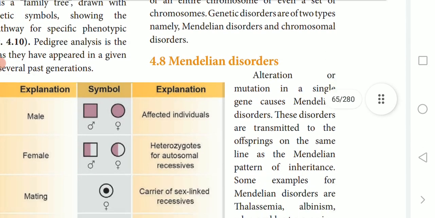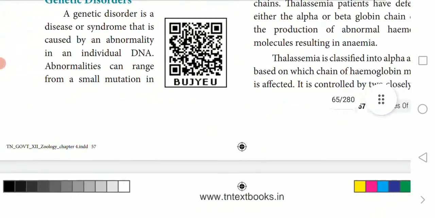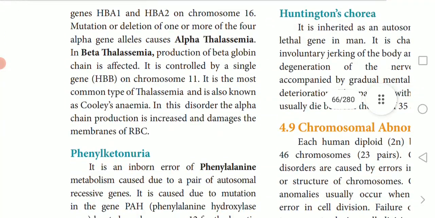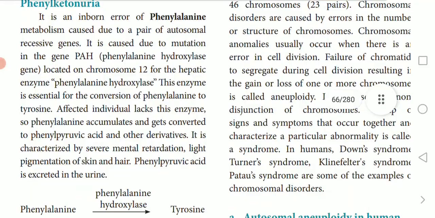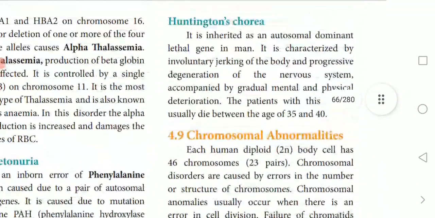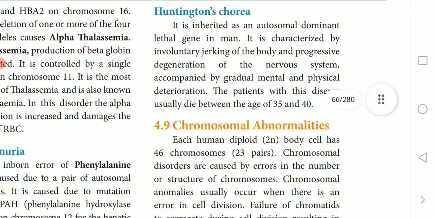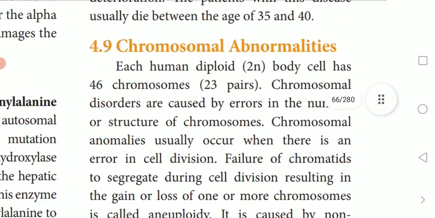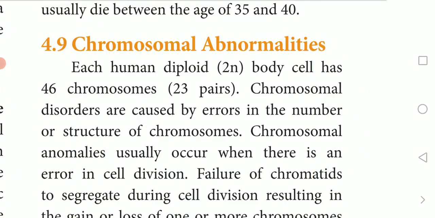In the last video class, we saw Mendelian disorders like thalassemia, phenylketonuria, albinism, and Huntington's chorea. The next topic we are going to see is chromosomal abnormalities.